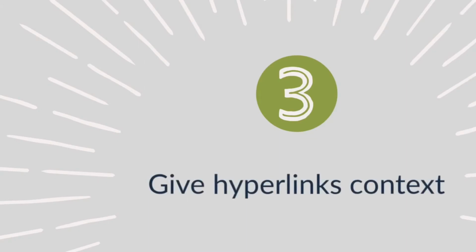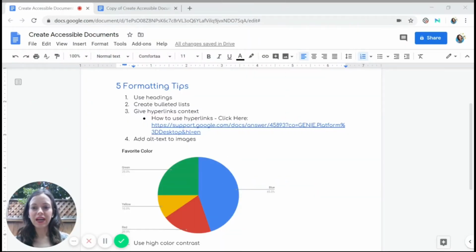The next tip is to give your hyperlinks context. If you look at this document, I have my 3rd tip here, and then after that I have more text, and then I have this really long link. This will create some problems for someone who might be using a screen reader because remember, it's going to read everything that's on your screen.